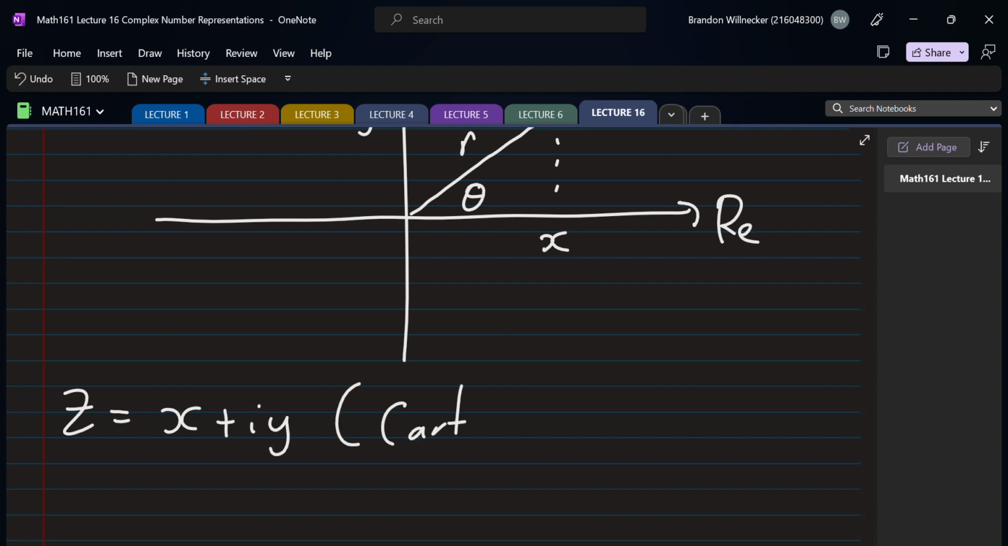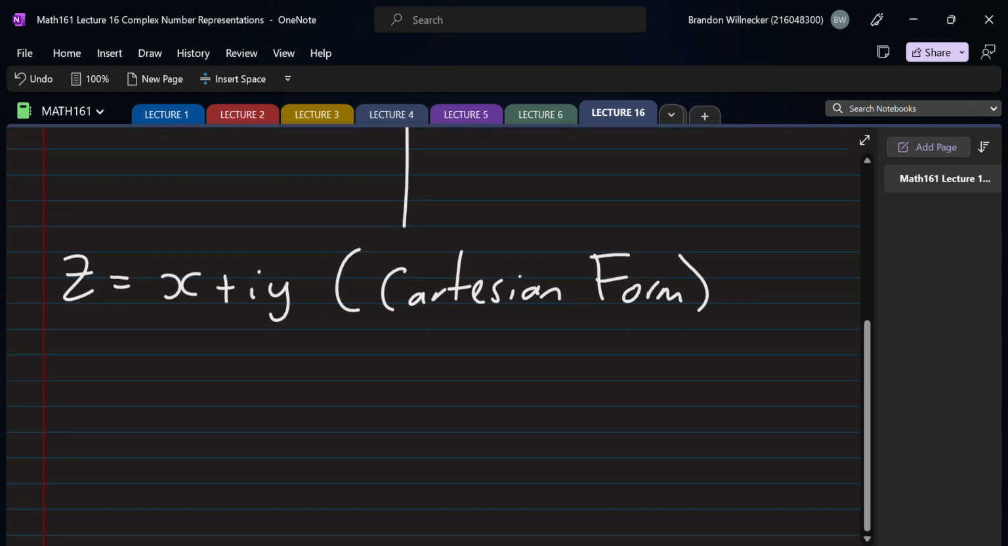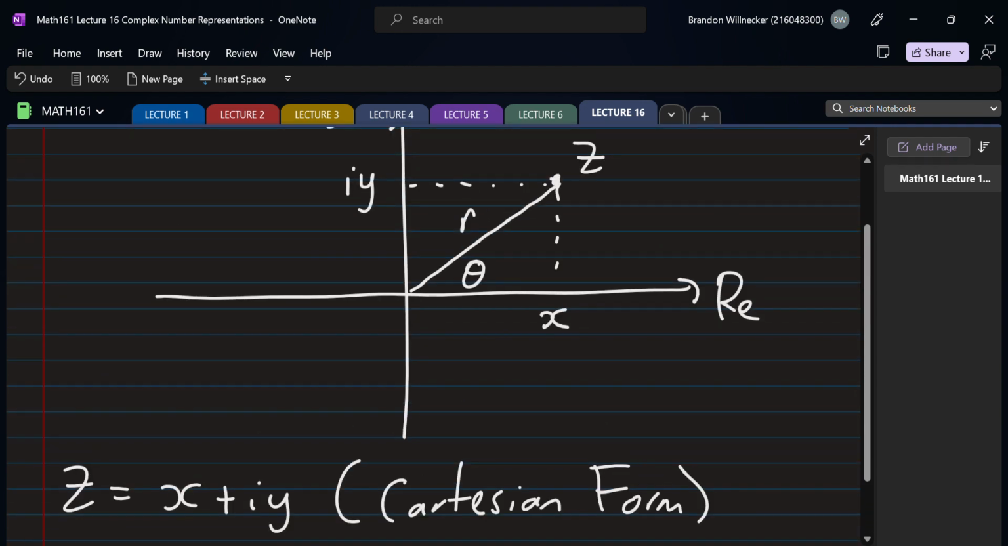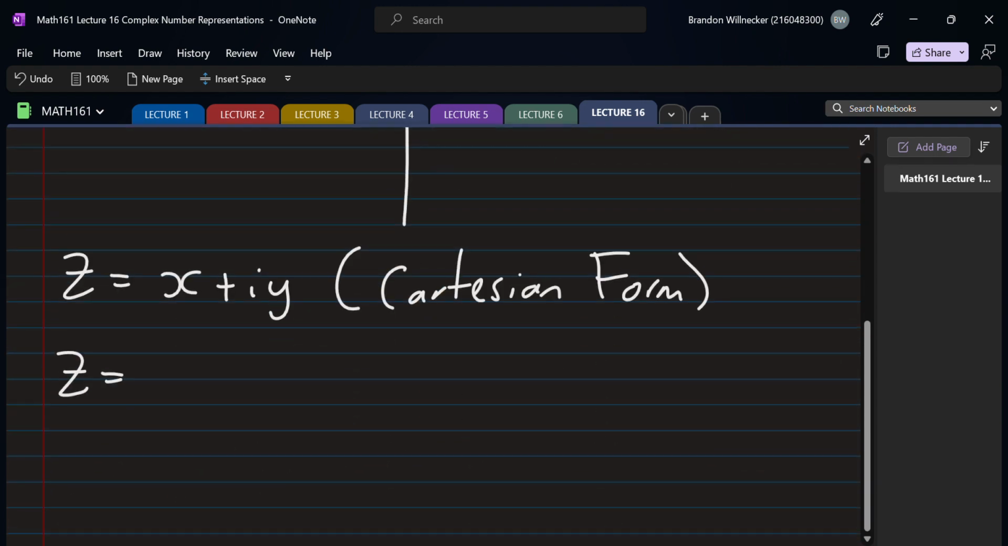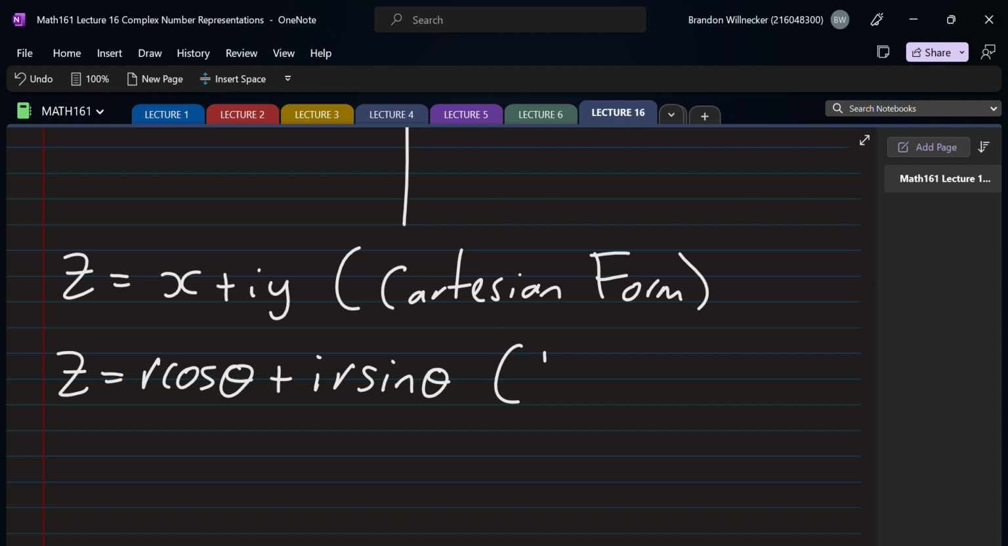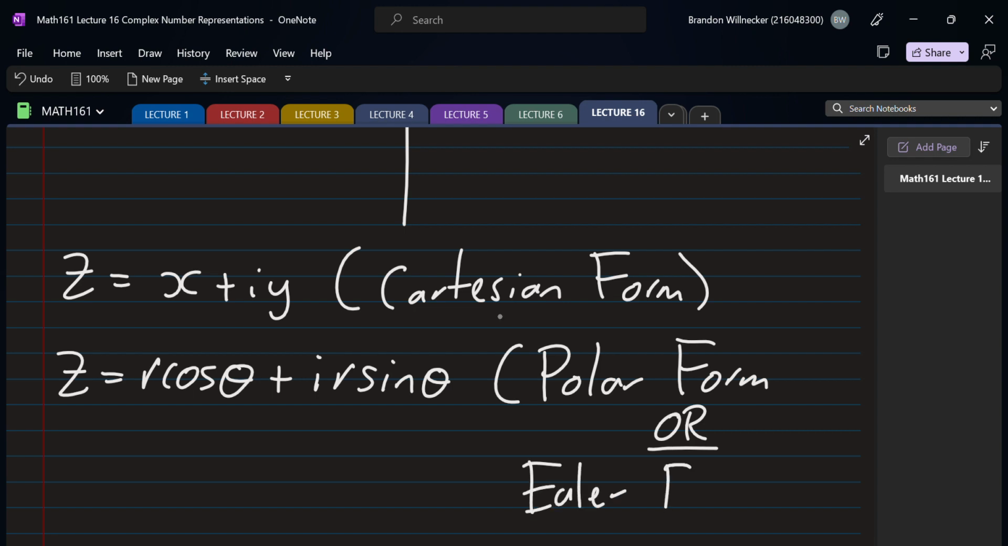So z is equal to x plus iy. We call this the Cartesian form, similar to the x and y that makes up Cartesian points. We can also write this as z is equal to, x we can write as r cos theta, plus i times r sin theta. And this is polar form, or it's also called the Euler form.